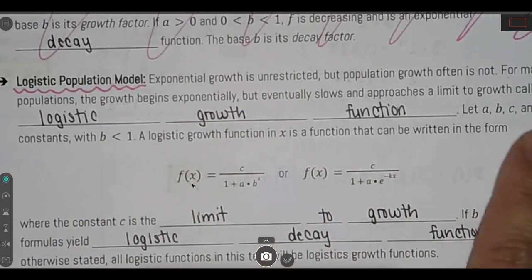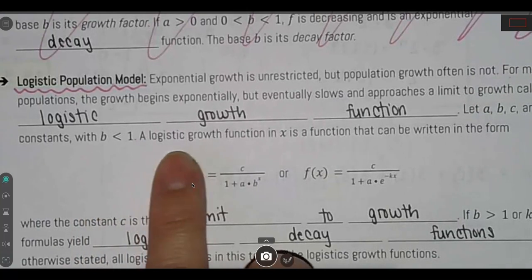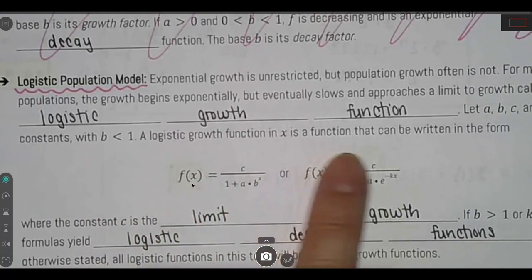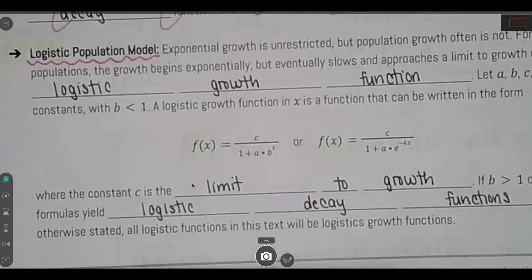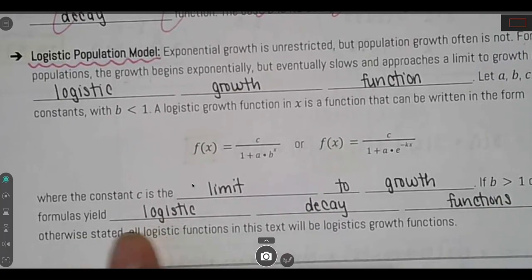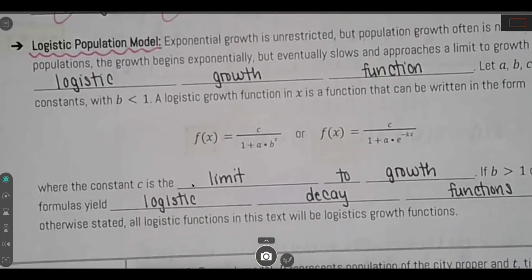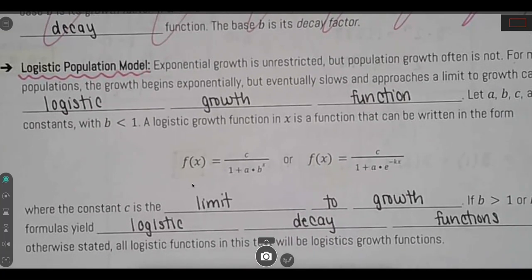function. Let a, b, c, and k be the constants, with b less than 1. A logistic growth function in x is a function that can be written in this form, or this form, where the constant c is the limit to growth. If b is greater than 1, or k less than 0, these formulas yield logistic decay functions unless otherwise stated. All logistic functions in this text will be growth functions. Generally, we're only going to deal with growth functions. We're not going to deal with things declining.